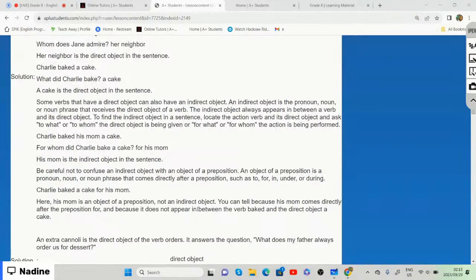And remember that sometimes we need to be careful not to confuse an indirect object with an object of a preposition. An object of a preposition is a pronoun, noun, or noun phrase that comes directly after a preposition, like to, for, in, under, or during.